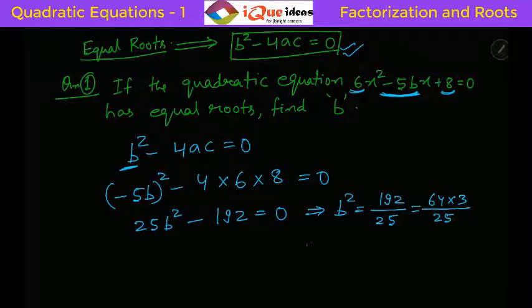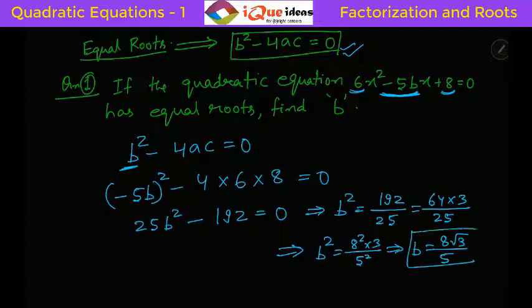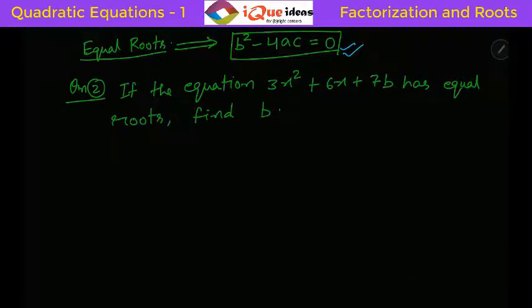Now b square is equal to 64, which is 8 square, into 3, and 25 is 5 square. So this gives us very clearly that b is equal to, if you take the square root, 8 square will become 8, root 3, and in the denominator it will be 5. So the answer of this question is just 8 root 3 upon 5. Alright. Now let's take one more question on this. Now let's take up another question.